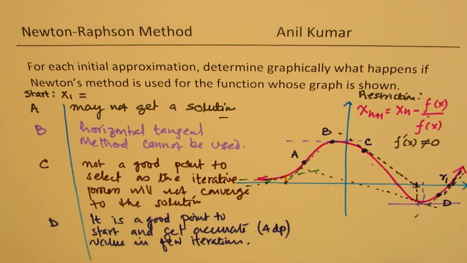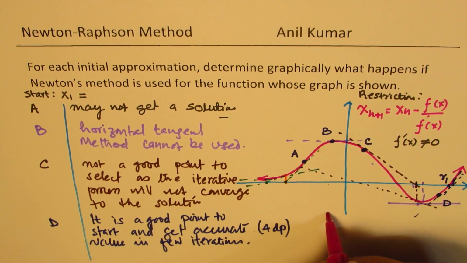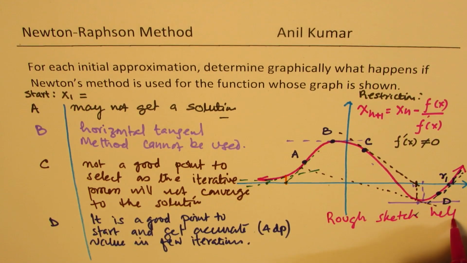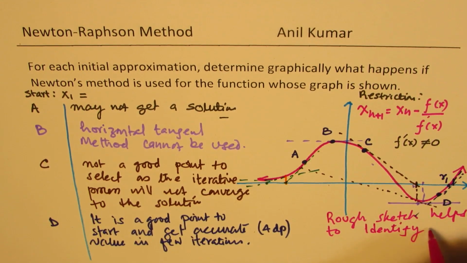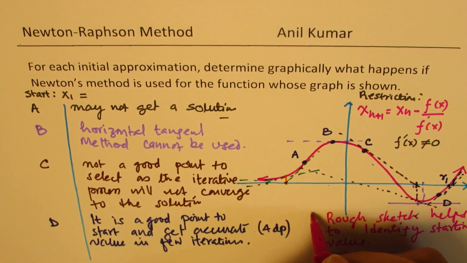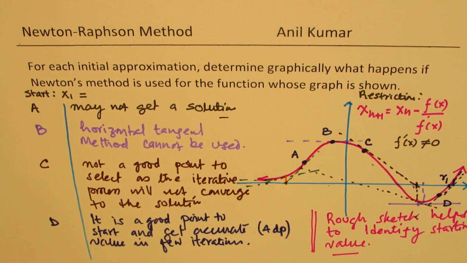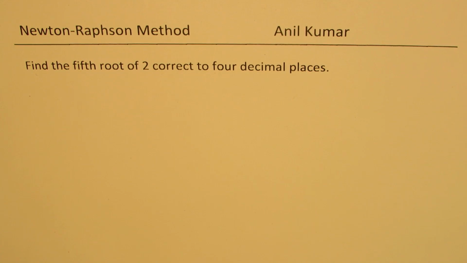So what we note from here is that a rough idea of the graph is essential. A rough sketch helps to identify the starting value or initial value. Is that clear to you? This is a very important conclusion about using the Newton-Raphson method. Perfect. I hope this concept is well taken. Now, let's take an example to really calculate a value.